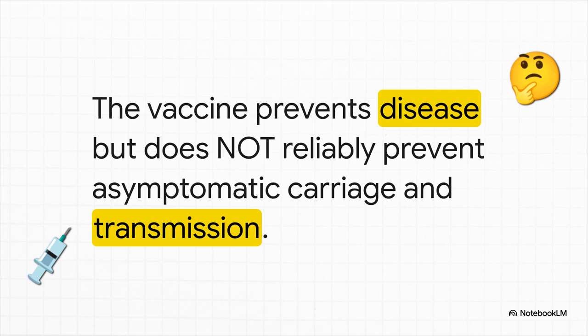Our vaccine is a toxoid vaccine. It's fantastic at teaching your body to neutralize the toxin so you don't get sick. But here's what it doesn't do. It doesn't reliably stop you from becoming an asymptomatic carrier. And that is why even one case is a public health emergency. A fully vaccinated person can still potentially carry and transmit the bacteria.